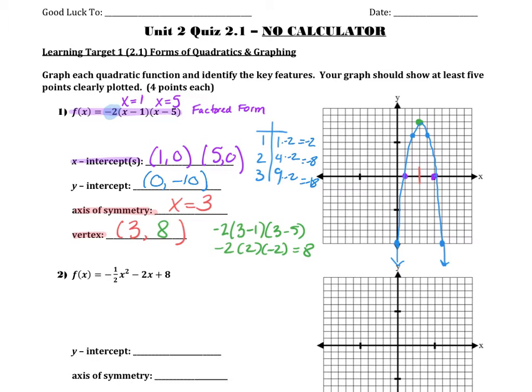If you didn't plot that last point, remember that you could always plug in 0 for x into the original equation. So I could have done negative 2 times (0 minus 1) times (0 minus 5). And I would have got negative 2 times negative 1 times negative 5, and that would have given me negative 10. So that's another way you can solve for the y-intercept.